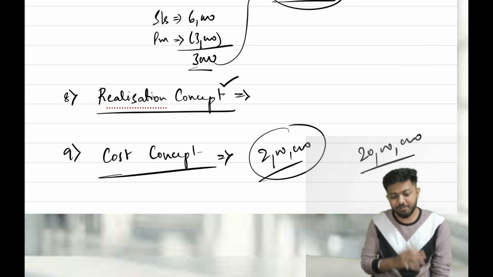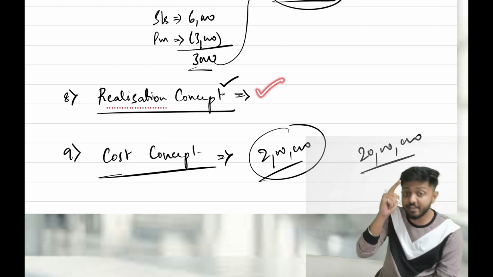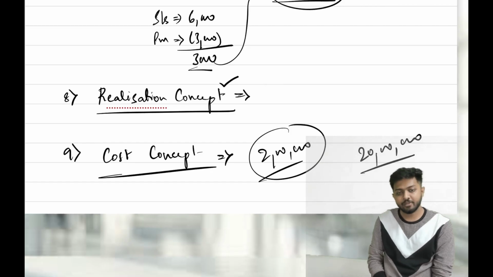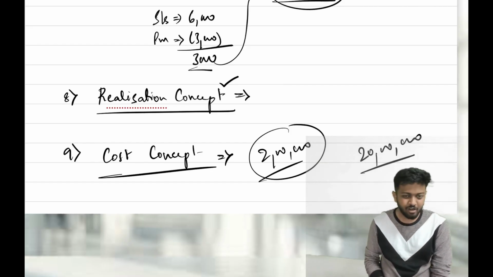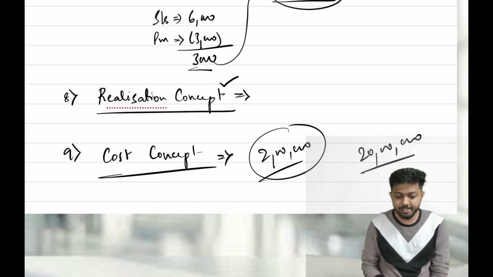Okay. So that's why we are learning this concept. Right now it has changed a little bit. Realization is telling only if you realize in cash, you are supposed to book it, or else don't book it. Of course, we no more follow that concept, correct?